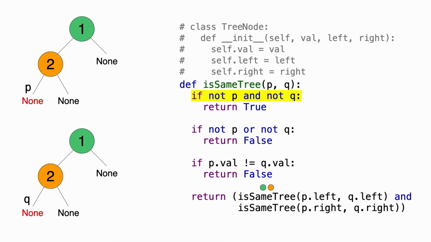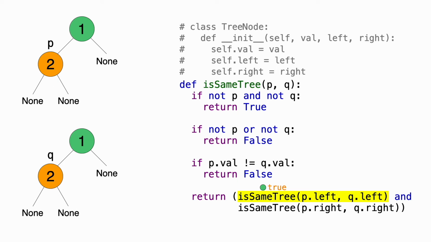left. Now when we check this condition, not P is true, and not Q is also true. So not P and not Q is true. That means we've reached the end of this branch, and P and Q are equal to each other, so we can return true. Now we'll return to the function where P and Q are the orange nodes, and we'll pick right back up where the orange dot is. Remember, we return true, so this part here is true.